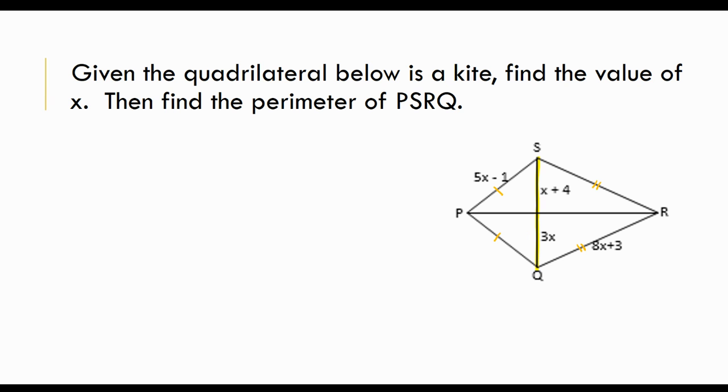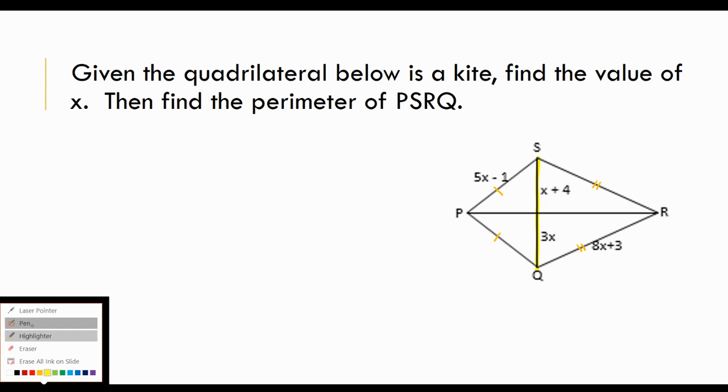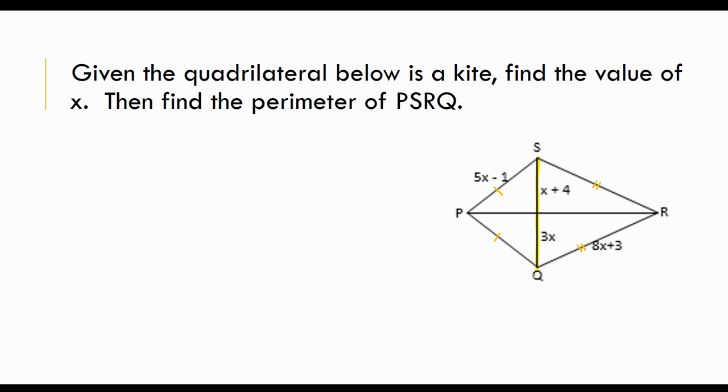If you look at that checklist of properties, one thing that you'll notice is that the smaller diagonal is always going to end up being bisected. So SQ is a diagonal that's smaller in length than PR. So this is the diagonal that's being bisected. So really, that's the information that we're going to start with in order to solve for x.